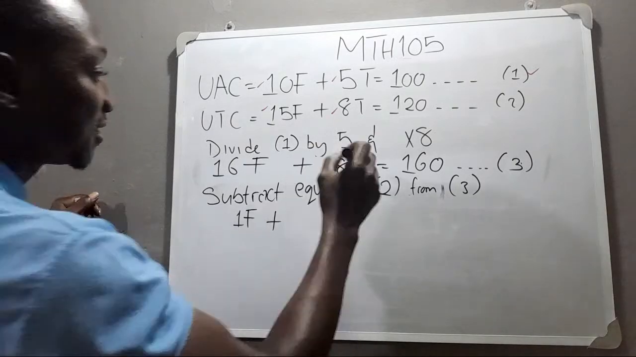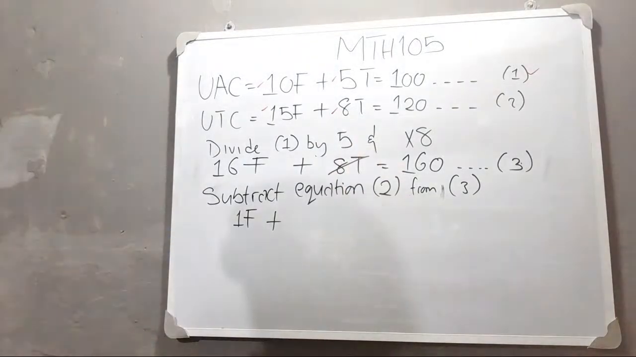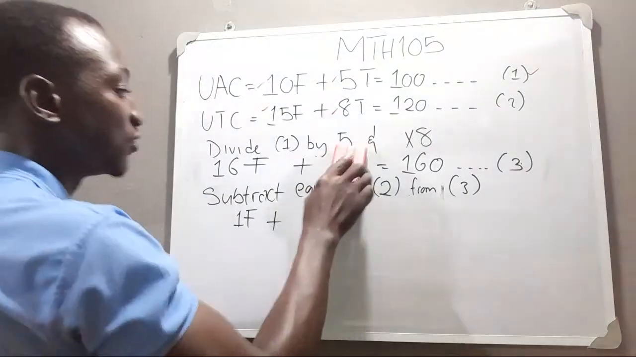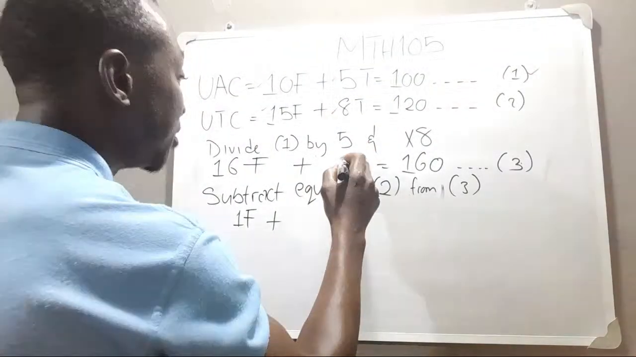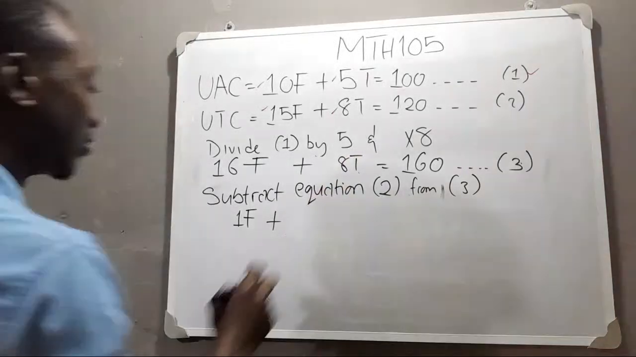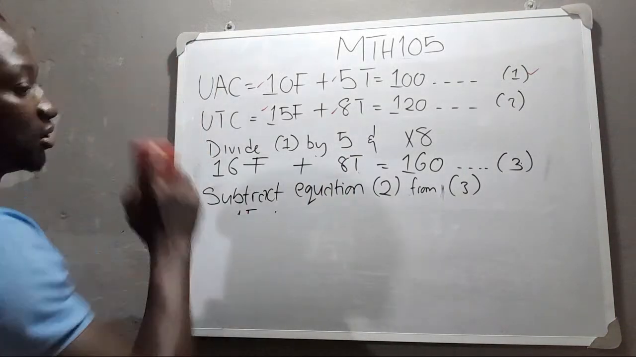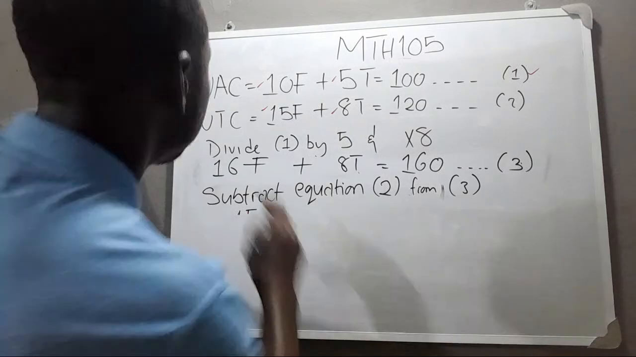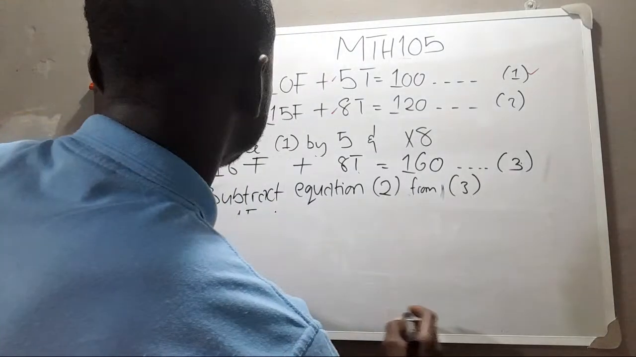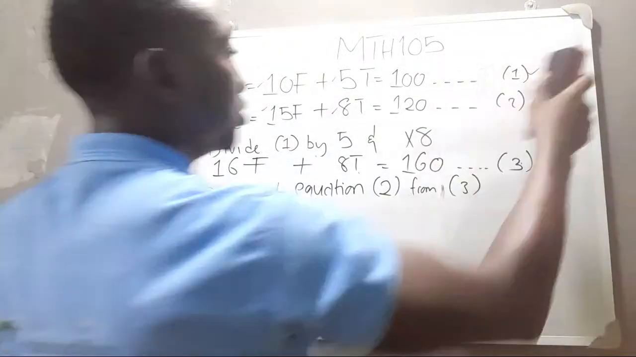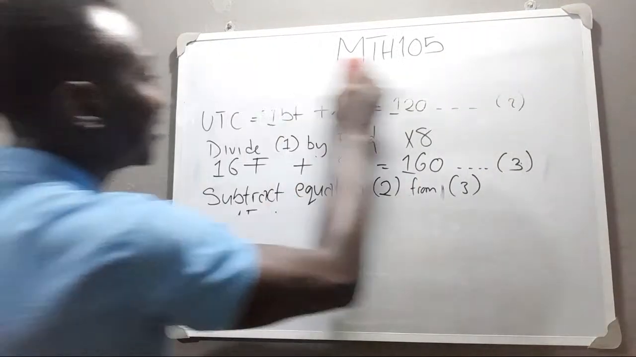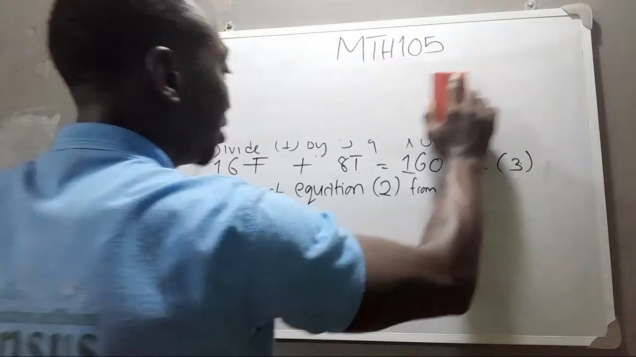So 8. No, let me write it out. Let me not confuse us. Let me write it out plainly, so we don't get confused. So now let me erase this. Let me write equation 2 separately. I have my equation 2 on the board. Let me just write out clearly so I don't get confused.